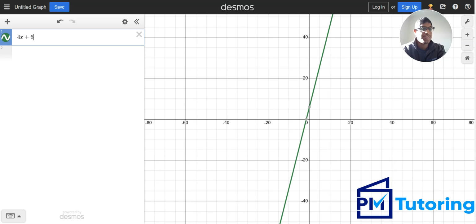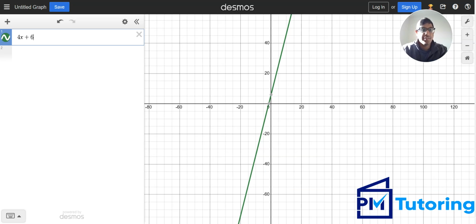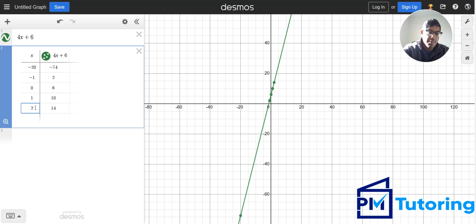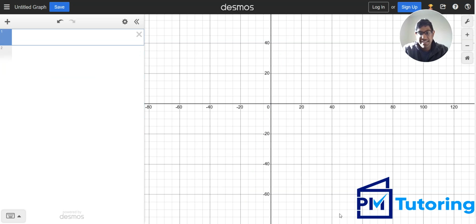If we want to figure out the points on any given function, let's say we have 4x plus 6, we can hit this gear over here and hit this button for the table, and it'll give us a table so we can figure out what the y value is at any given value of x. Now we have -2, -1, 0, 1, and 2. We can edit these x values. So let's say we want to figure out when x was -20. That's this point down here. It's -74. Let's say we wanted when x was 24. That would be 102.